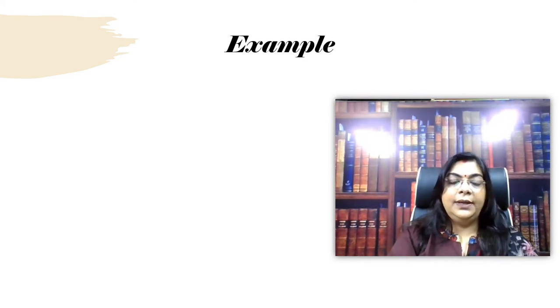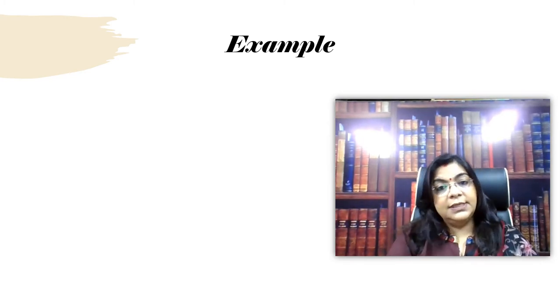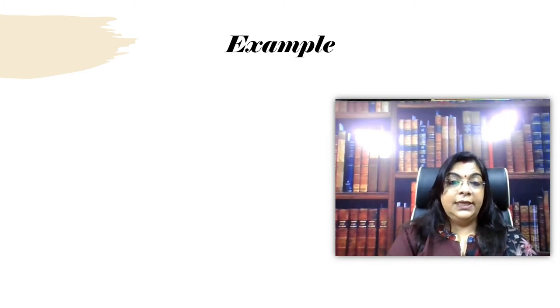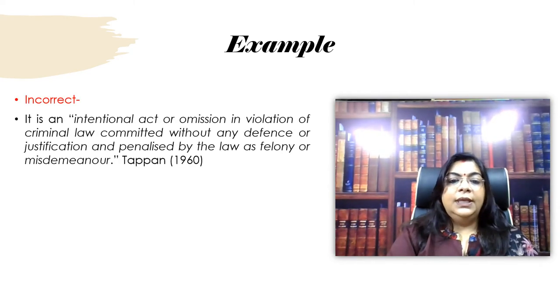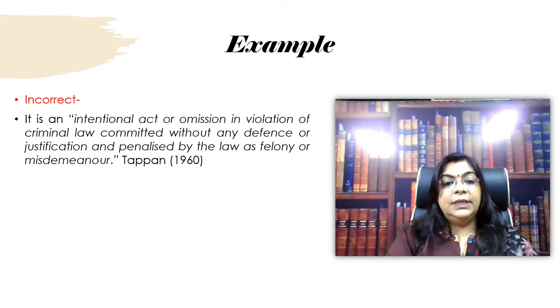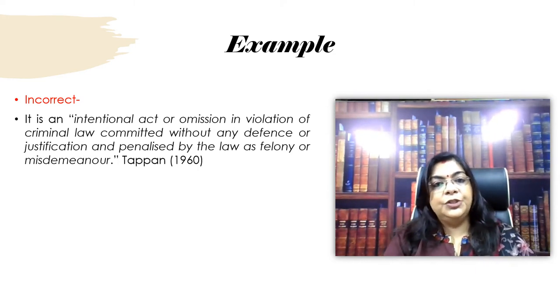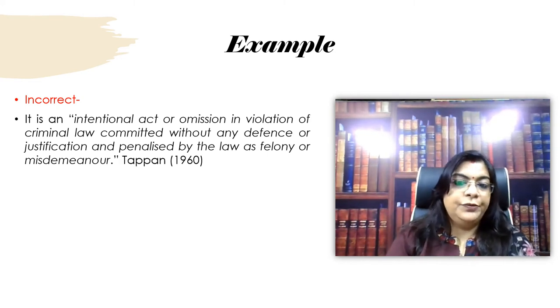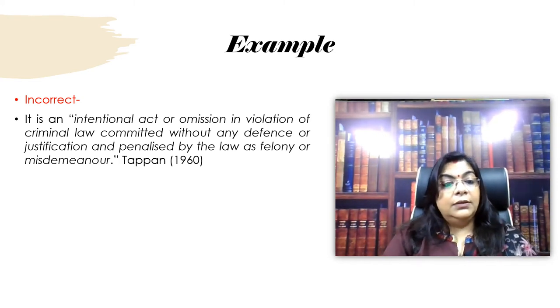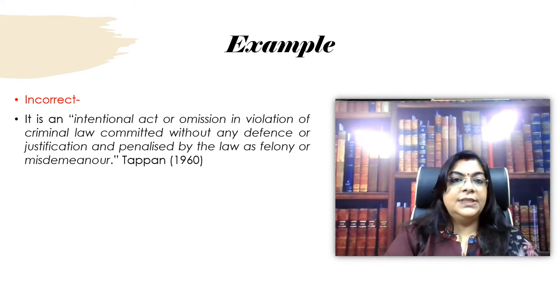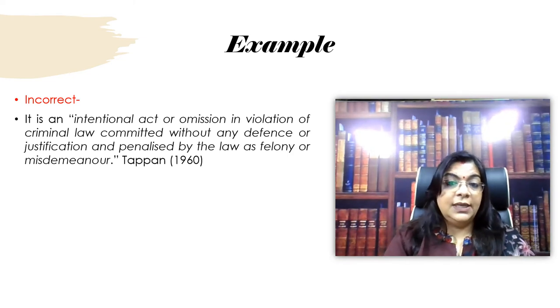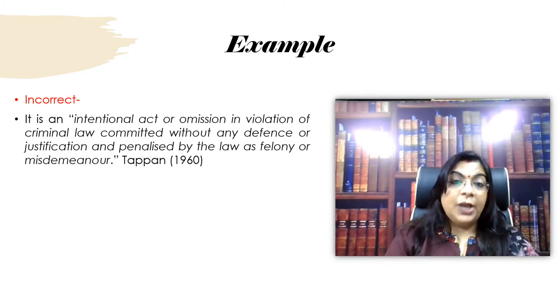Usually, even if you are writing the quote in inverted commas and you are writing the name in index style, still people make mistakes. First I'll tell you the incorrect form. This is a quote: intentional act or omission in violation of criminal law, basically the definition of law. Then the quotation has been written, then there is a full stop, then Tappan 1960. Now you might be surprised at what is wrong with this, because it has been written in the way which I have already said.